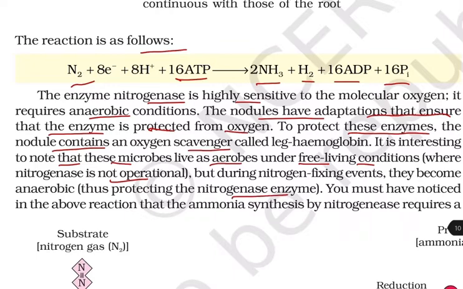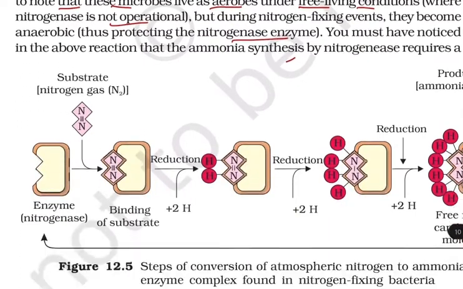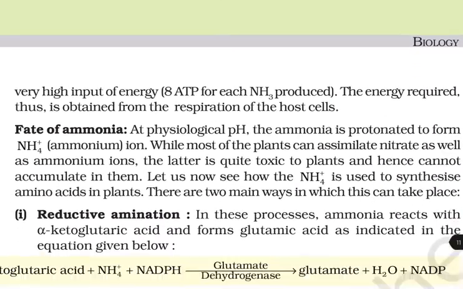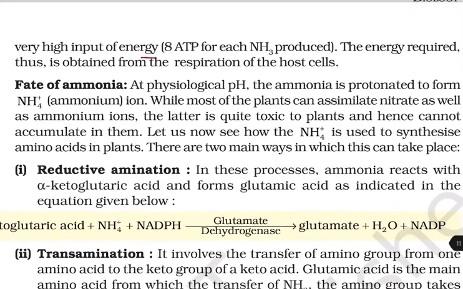You must have noticed in the above reaction that the ammonia synthesis by nitrogenase requires a very high input of energy, that is, 8 ATP for each ammonia produced. The energy required is thus obtained from the respiration of the host cells.